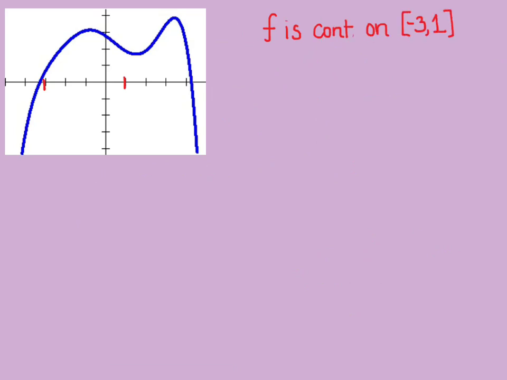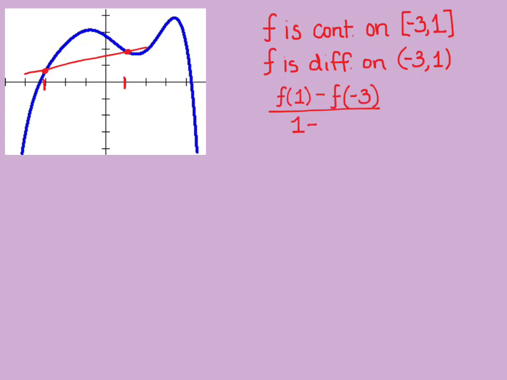Here's another example. Notice that this function f is continuous on the interval from -3 to 1, and certainly differentiable from -3 to 1. So if we take the y values and connect the line between those 2 points, the mean value theorem says that we're guaranteed a point in between x equals -3 and 1, such that the slope of the tangent line at that point is the same as the slope of this red line. We can approximate that it's about where this orange line is.